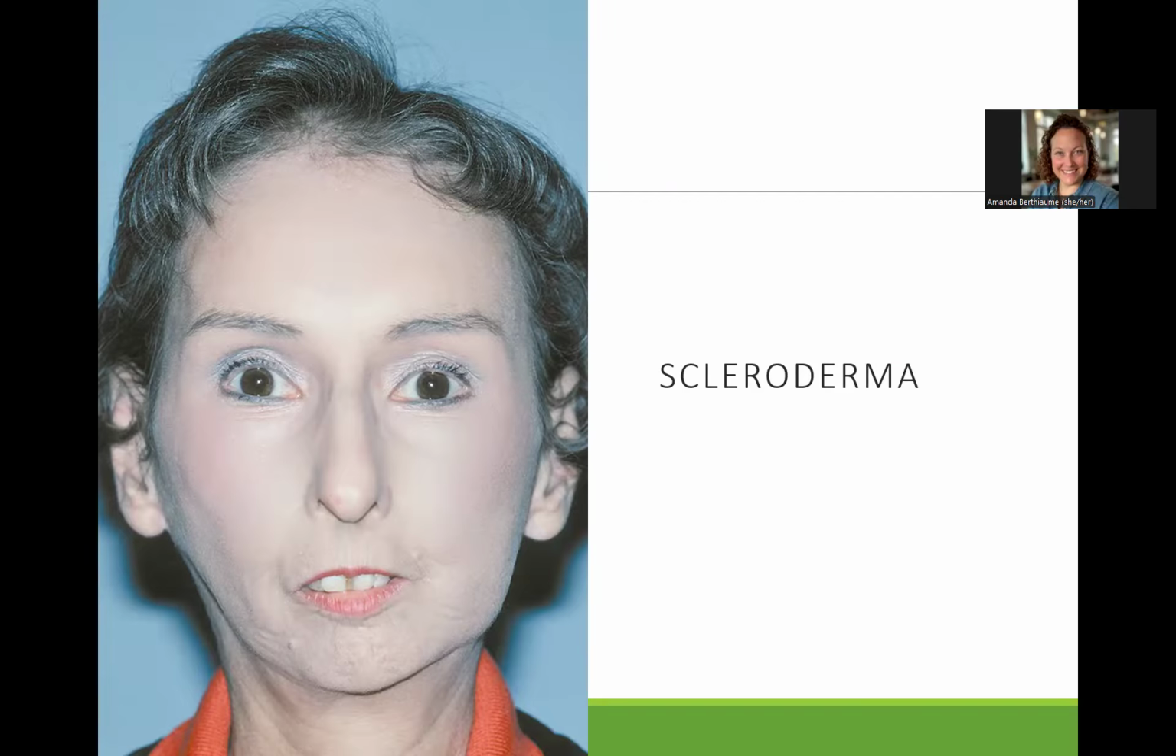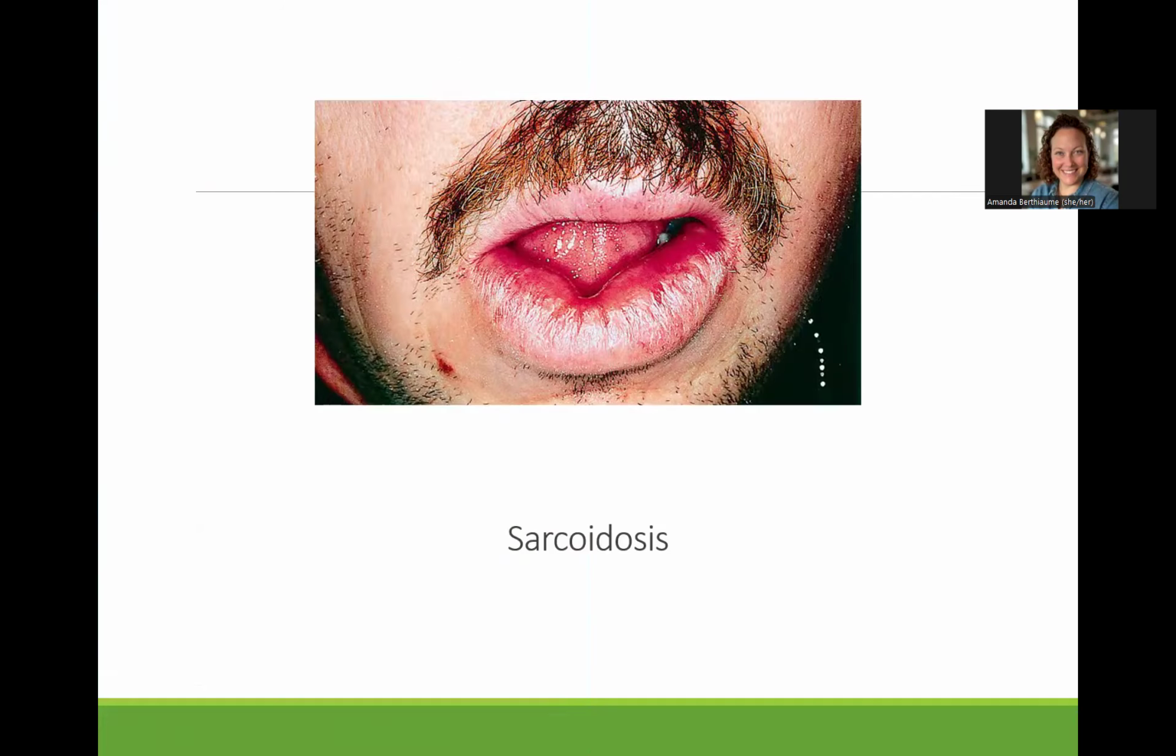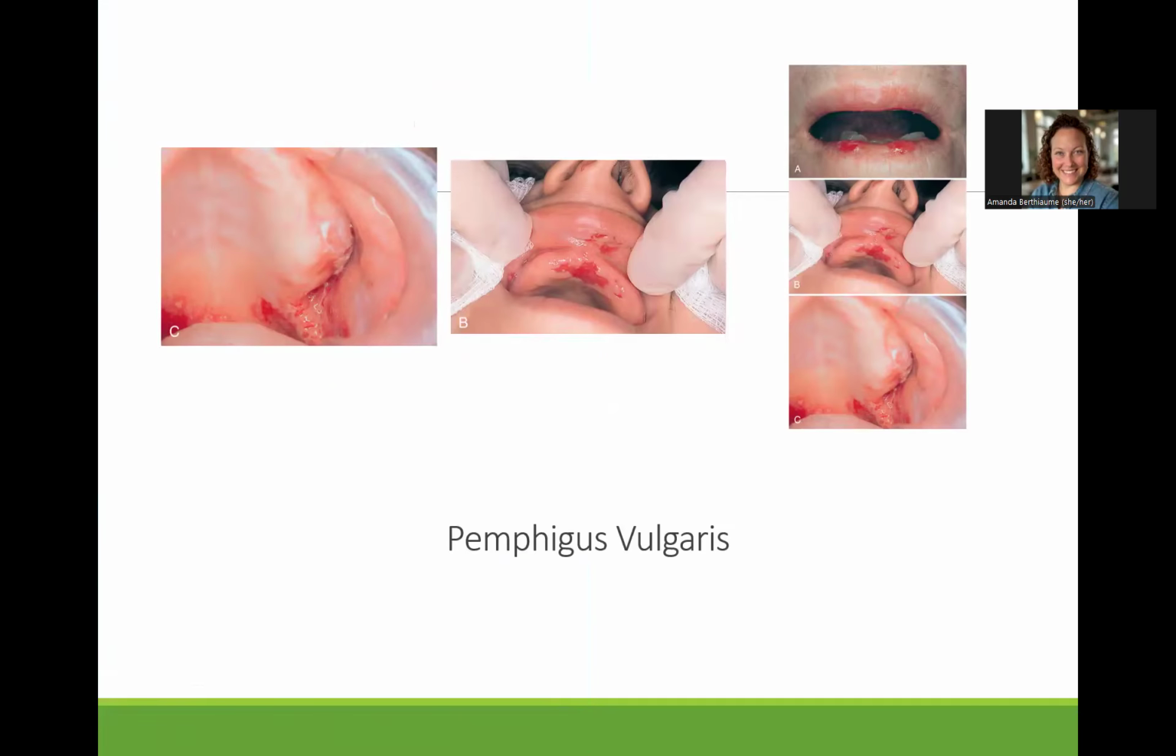And it happens really rapidly. They can have regular features look like themselves, and within a year go through where things start hardening and shrinking. Those connective tissues are affected. Sarcoidosis, again, you might see inflammation of the tissues. Pemphigus vulgaris, this is something that I see and I have seen dentally a few times.